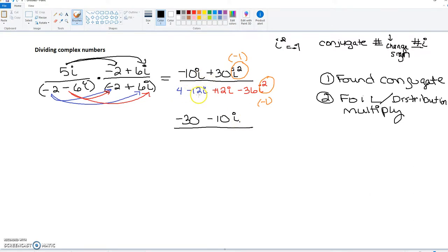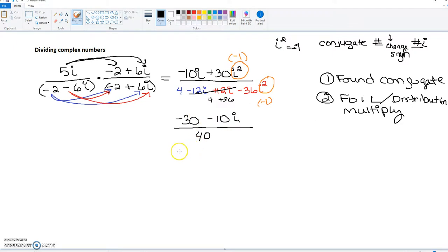Okay, now if we look through here, we've got to combine our like terms. We've got a -12i and a positive 12i. Well, those cancel. They zero out. We've got a -36 and a -1 being multiplied, so that gets us a positive 36 plus 4, so that gets us 40. Okay, and while this is one version of the answer, of course, we want to make sure that we have it as correct as possible, and so we can actually separate this and reduce the fractions.